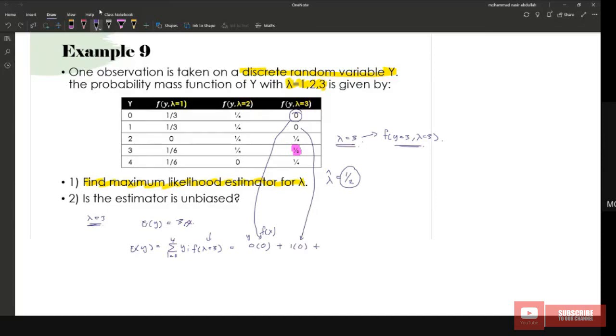Plus when y equal to 2, f(y) is equal to 1 over 4. Plus when y equal to 3, f(y) is equal to 1 over 2. When y equal to 4, f(y) is equal to 1 over 4. So this one should be equal to 3, right? So since we know that the maximum likelihood estimator is equal to 3, and then expected of y also equal to 3, then we can say that lambda hat equal to 3 is an unbiased estimator for lambda, right? So far, do you have any question?